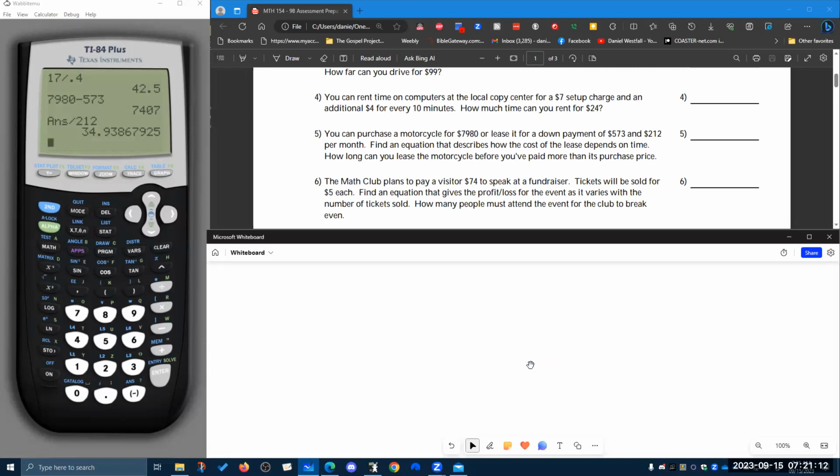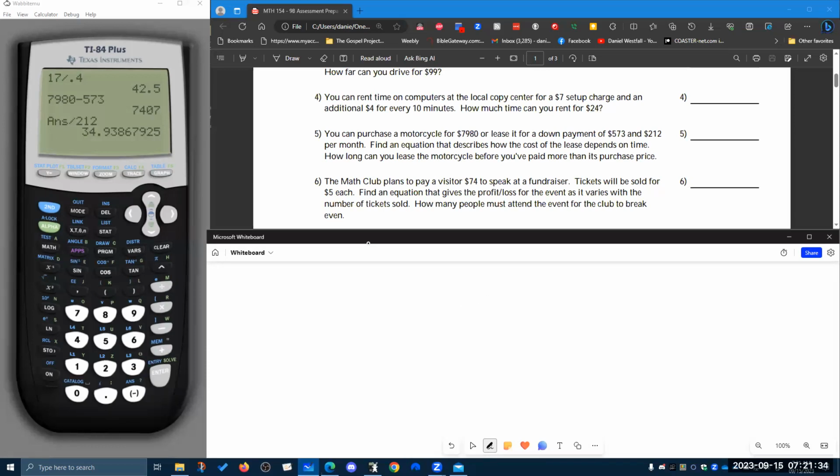The Math Club plans to pay a visitor $74 to speak at a fundraiser. Tickets will be sold for $5 each. Find the equation that gives the profit or loss. So they're going to have to pay a fixed $74. Then from that, well, let's write it the other way.